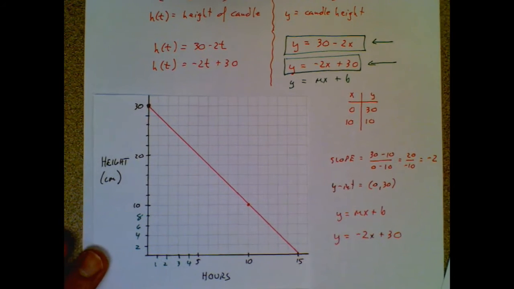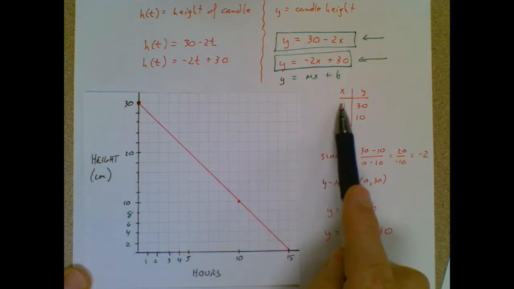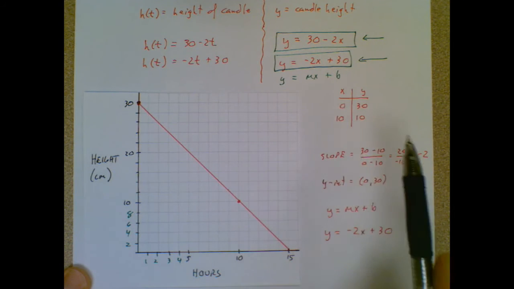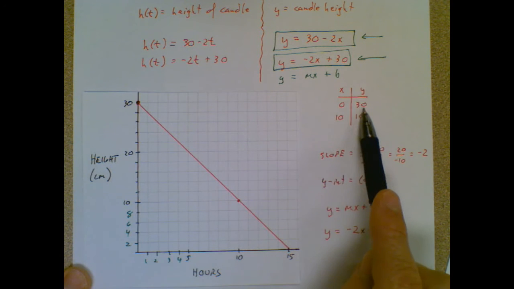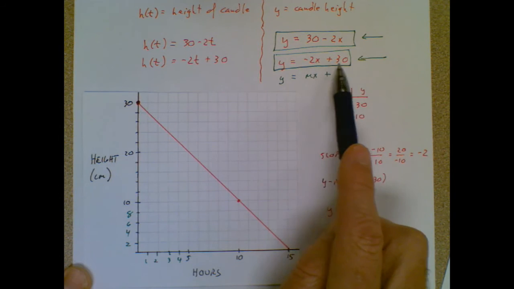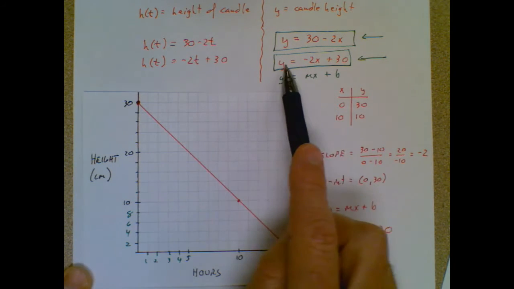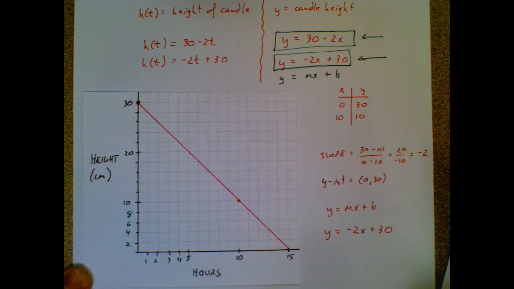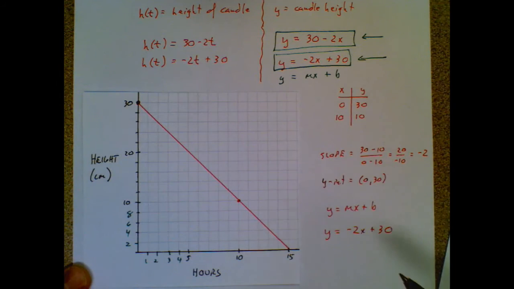But if you weren't comfortable doing that because you didn't like the scale, you could fill out a t-chart, plug in two different values for x, and get out two different values for y. So if I plugged a 0 in for x, I get out a 30 for y. If I plug in a 10 for x, when I do that math, I end up getting a 10 output for y. So I plotted those 2 points, connect the line, and you have it.